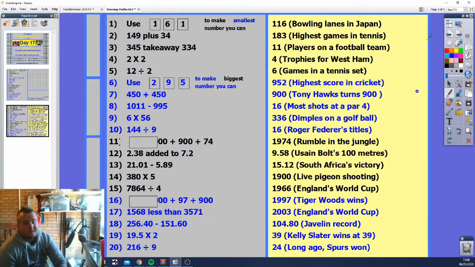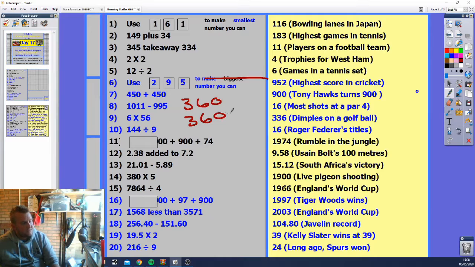900 is the answer for 900 degrees. Tony Hawk did a turn where he turned around 360 degrees. How many times? I'm not actually quite sure, but he did a 900 degree turn. Let's just work that out quickly. So he did one 360, then he did another 360. So he turned 360 degrees twice, which makes, what does that make?